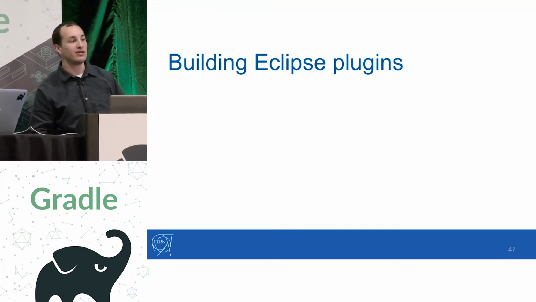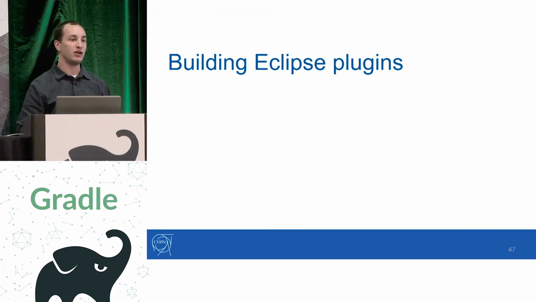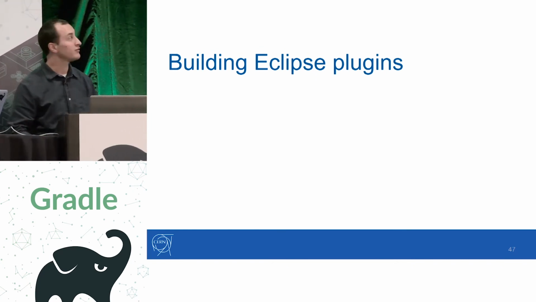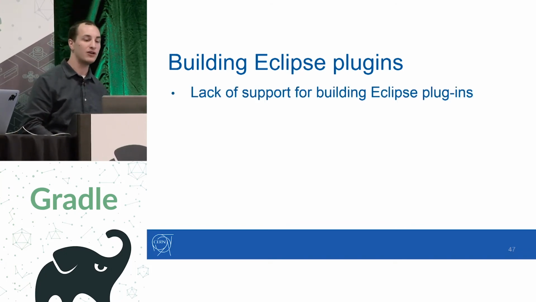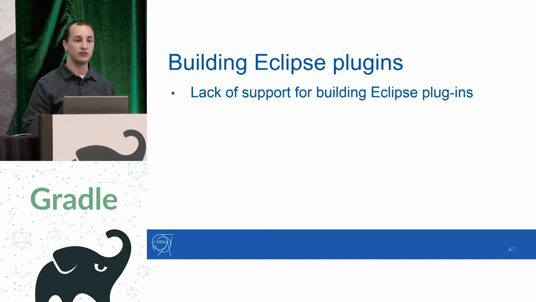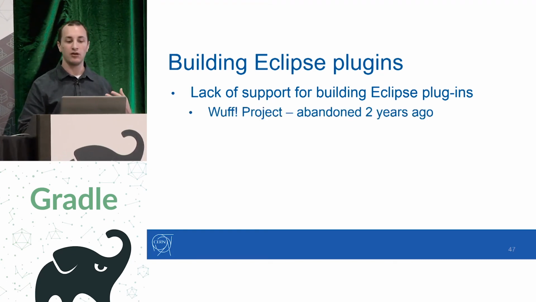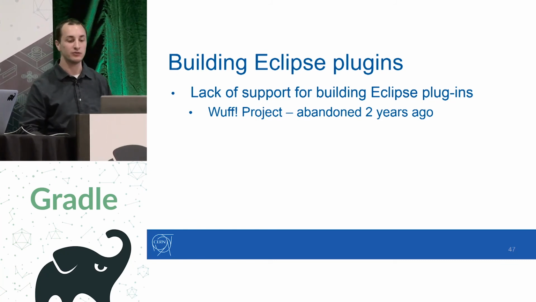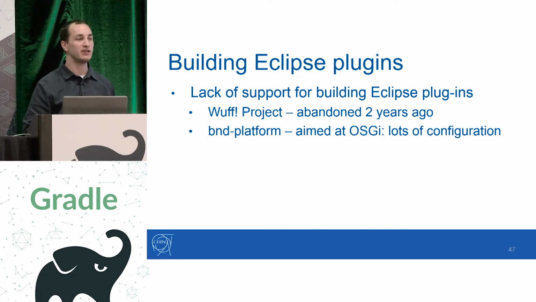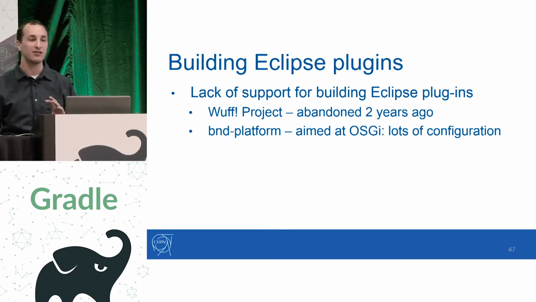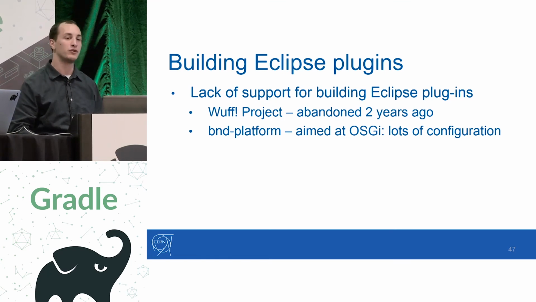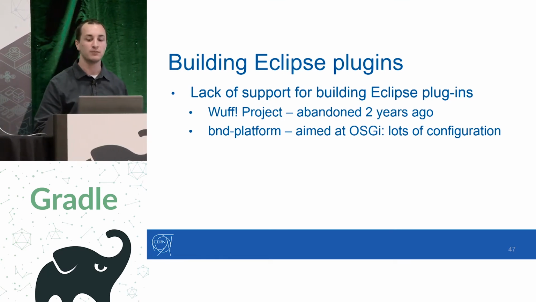One pain point about Gradle we had is that we managed to migrate a lot of our projects, but there are still a few projects in the development tools team which are still using Maven because of the lack of support that Gradle gives to building Eclipse plugins. We found the WAF project, which was very promising 2 years ago, but it actually died 2 years ago straight away. And there's the BND platform, but it's mainly aimed at OSGi. So it lets you package up things as an OSGi bundle, but it still relies on Eclipse or a lot of configuration to be able to build your projects.